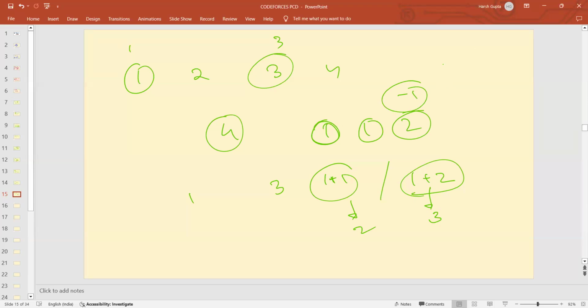So this is the question for you. Does everyone understand the question? Anyone having any doubt in the question? What the question wants us to print? No. So how can we solve this question?